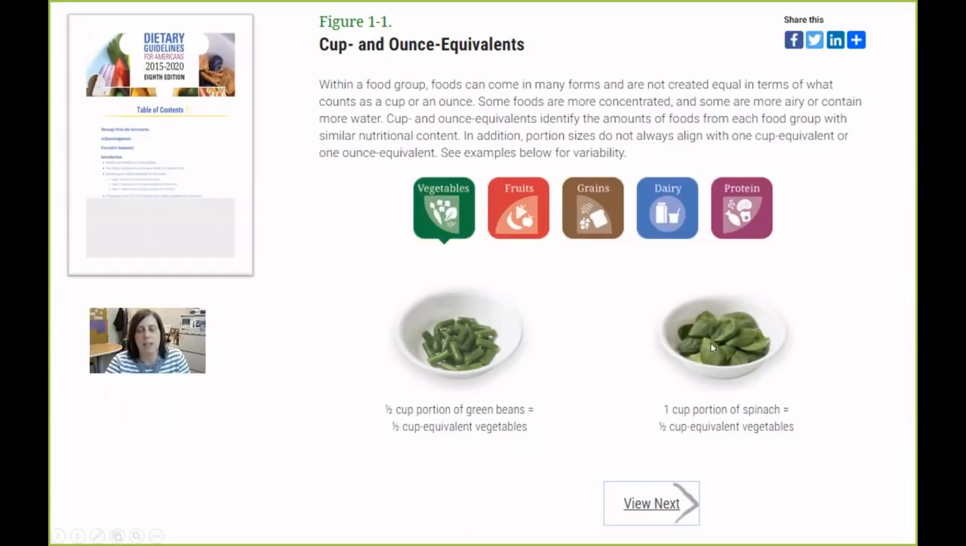However, in comparison, when we look at something like spinach or our lettuces, we actually have to consume more of that in order to get the same amount of an equivalent. So in this case, a 1 cup portion of spinach is equal to a half a cup of equivalent of vegetables. Again, this is an indication that this would be more airy, have more volume, and we therefore would have to consume a different amount to get the same amount of equivalent.